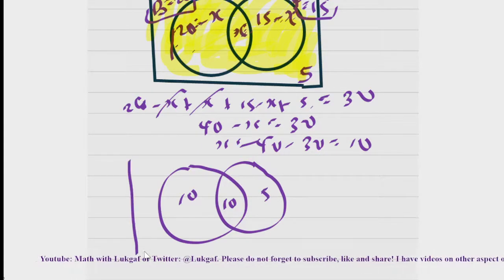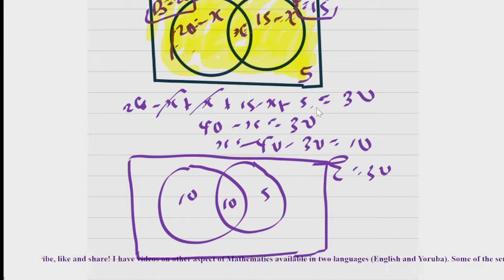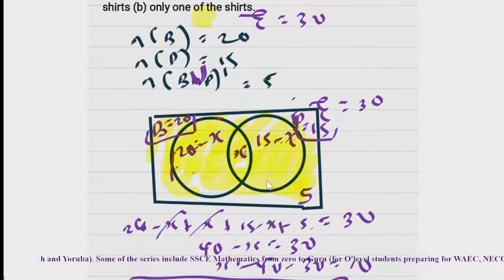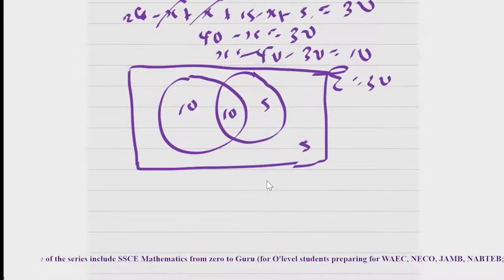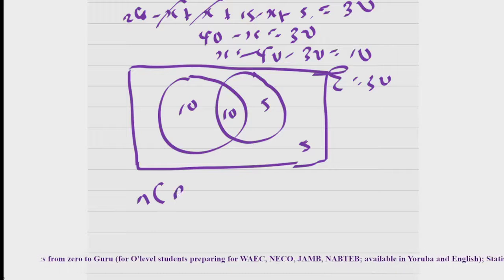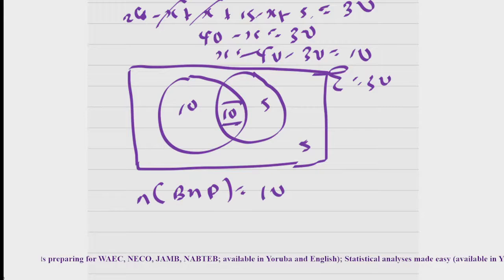So that's how I used to do it, because it will enable me to simplify it properly. And your universal set is 30. So you have your 5 here. Then you can just go to the next question. What will now be the next question? Both sets, which we found. So it means your both set is what? Number of blue intersection pink. That's going to give me 10, you know, this region.